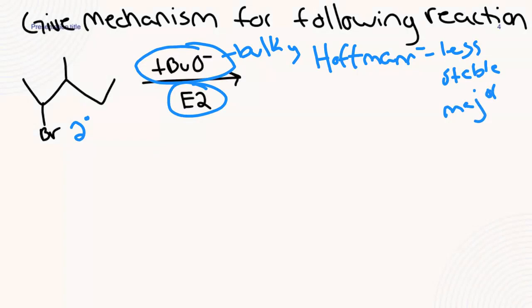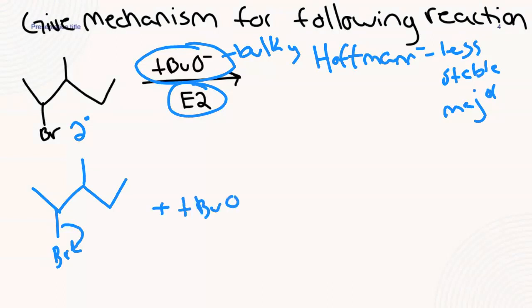Okay. So I have my substrate. This is my leaving group. My leaving group is going to leave. And then I have my base come in. So there's a hydrogen here that I could take, or there's a hydrogen here I could take. Both of these are beta carbons.